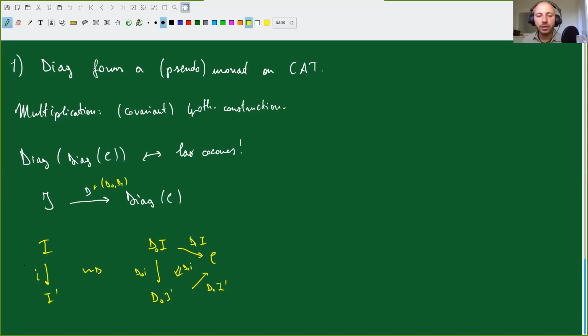So you see, this will happen for all the objects i of I, and so we will get a lax cocone with tip C, and so a lax cocone in Cat with tip C under the D_0, under the functor part. Well, actually, all these have to be small. Sorry.